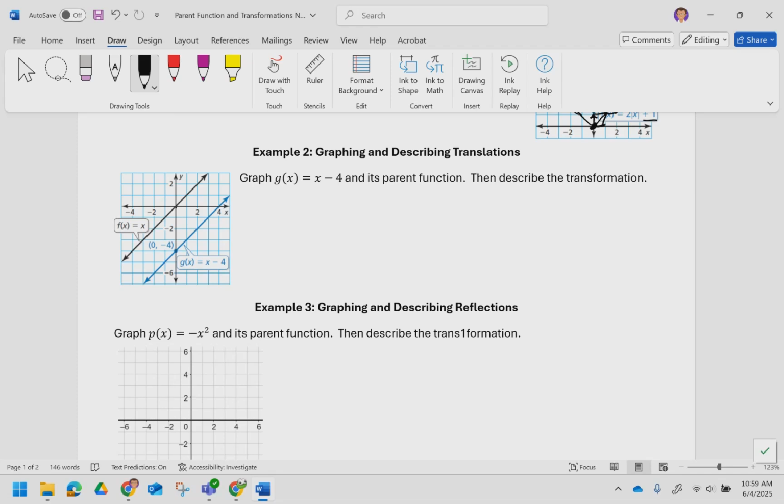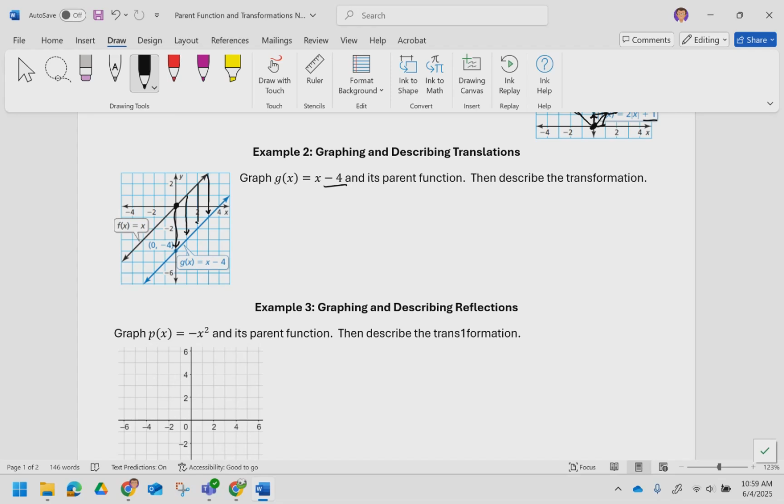Now, one thing I am noticing is at this point, from there to there, it went down 4. From there to there, down 4. From there to there, down 4. It seems like at every point on the parent function, the child function is exactly 4 below, which would make sense because we subtracted 4.